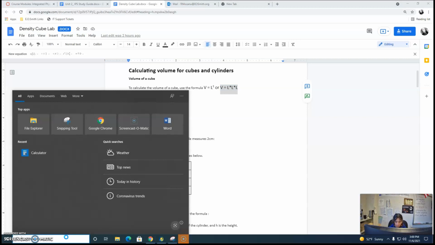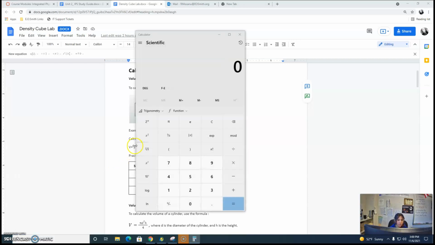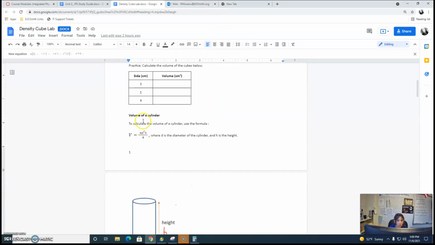If you need a calculator to do this, you could simply type calculator, as I am doing right here, and select scientific. And here's my calculator. So let's do the 2 centimeter cube. I can do 2 times 2 times 2 equals 8. Or you can just do 2 to the power 3, which is also called 2 cubed, equals 8. Same result. All right? So feel free to use that calculator if you need it.